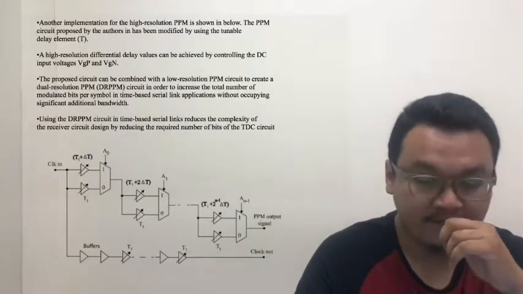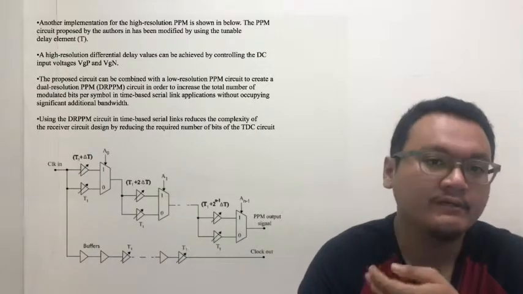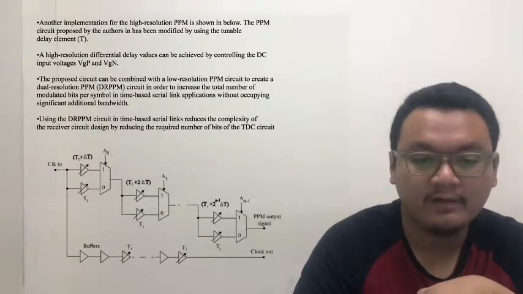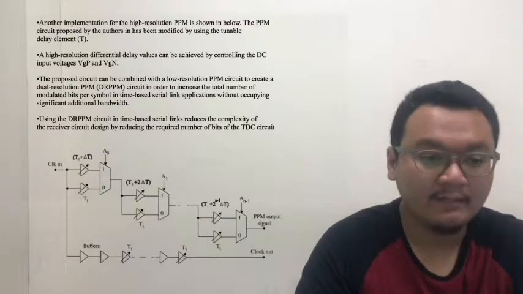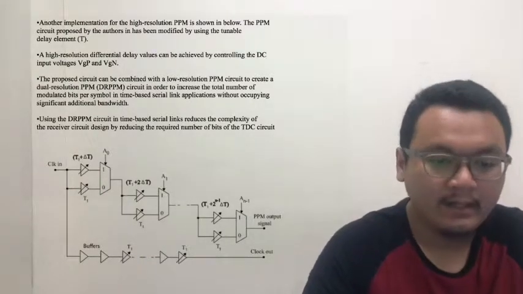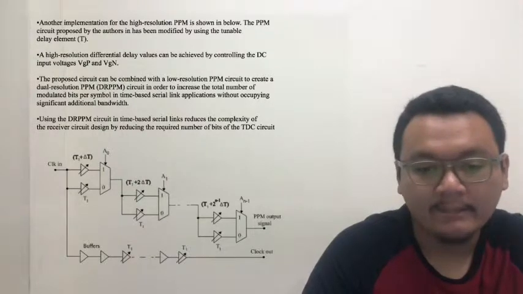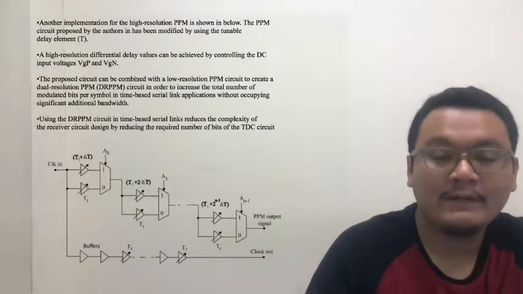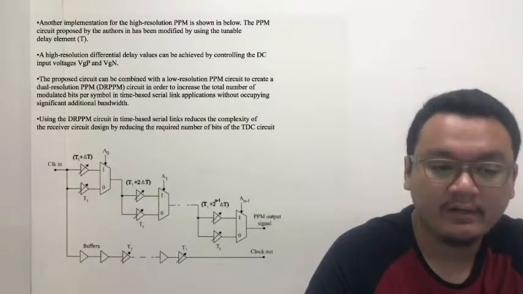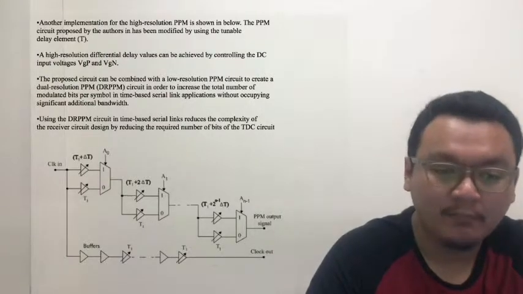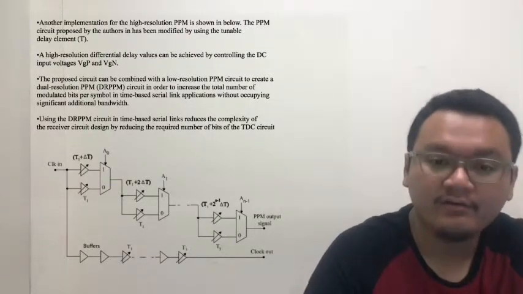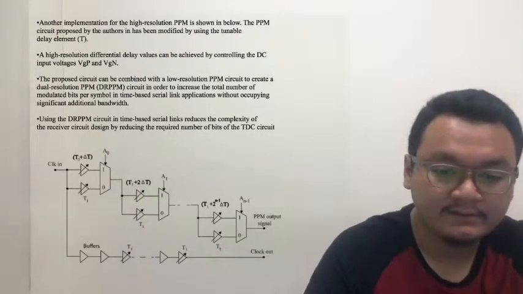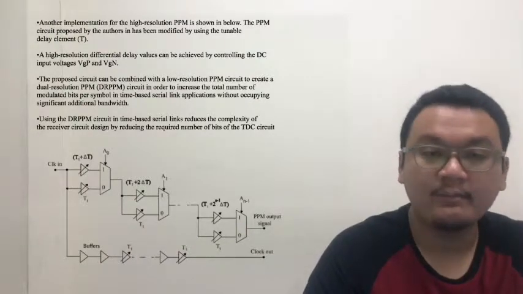Then, another implementation of the high resolution PPM is shown in the figure above. The PPM circuit proposed by the authors has been modified using a tunable delay element, which is the T. The high resolution differential delay values can be achieved by controlling the DC input voltages VGP and VGN. The proposed circuit can be combined with a low resolution PPM circuit to create a dual resolution PPM, which is the DR PPM circuit, in order to increase the total number of modulated bits per symbol in time-based serial link applications without occupying significant additional bandwidth.